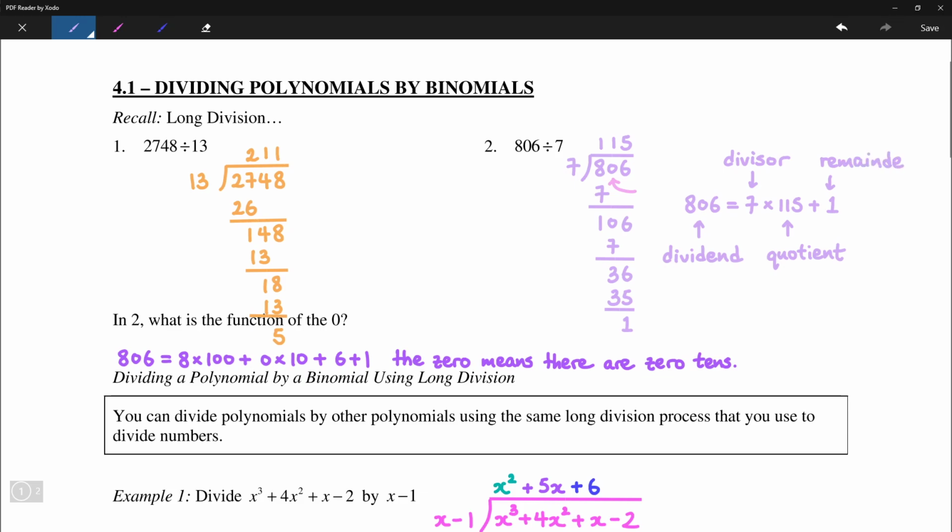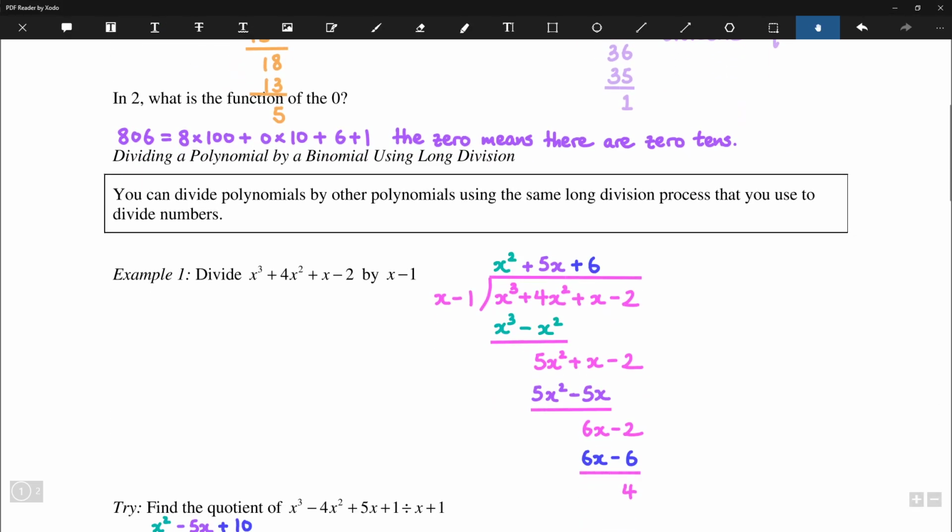And the whole idea here is that if we take 7 and multiply by 115, we get 805. And then if we add 1, we get back 806. And so division statements for polynomials are very similar.